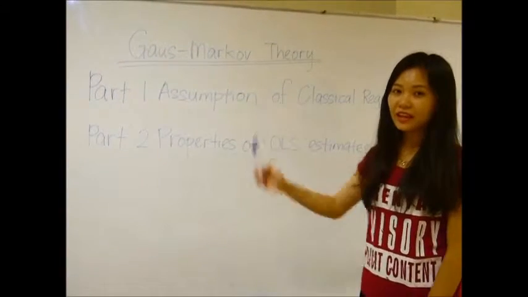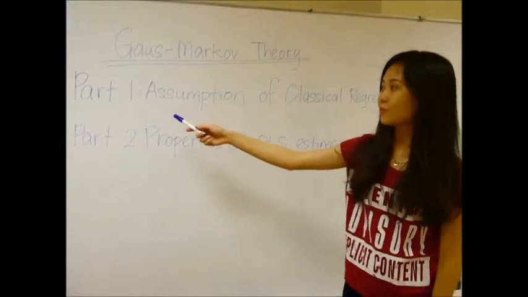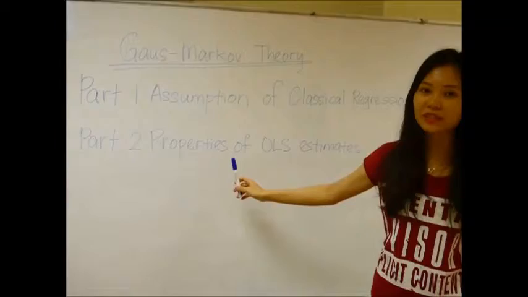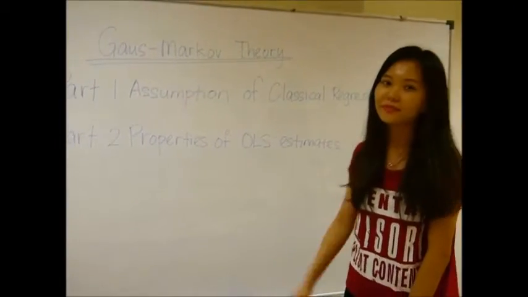Gauss-Markov theory in two parts. The first part will be the assumptions of the classical regression model, and the second part will be the properties of the OLS estimates.